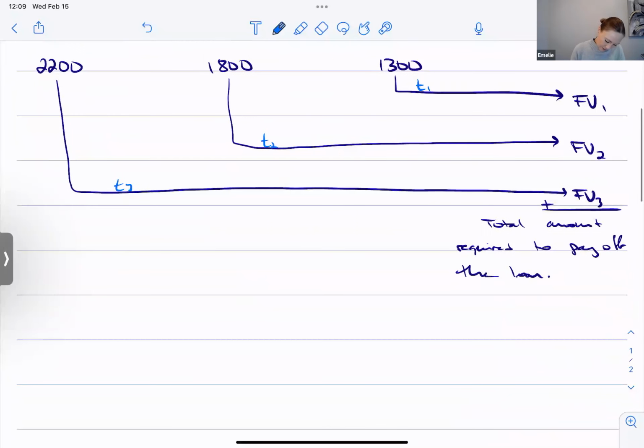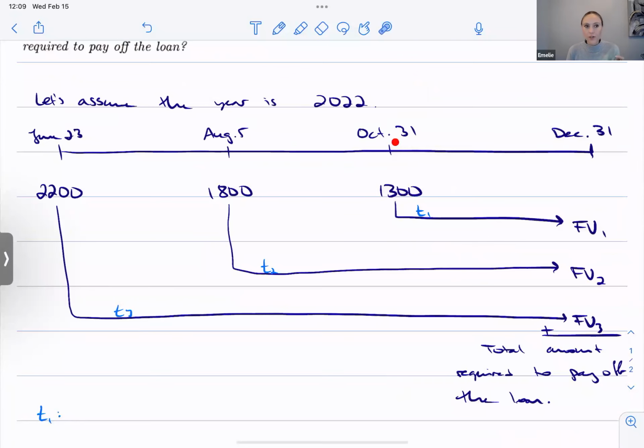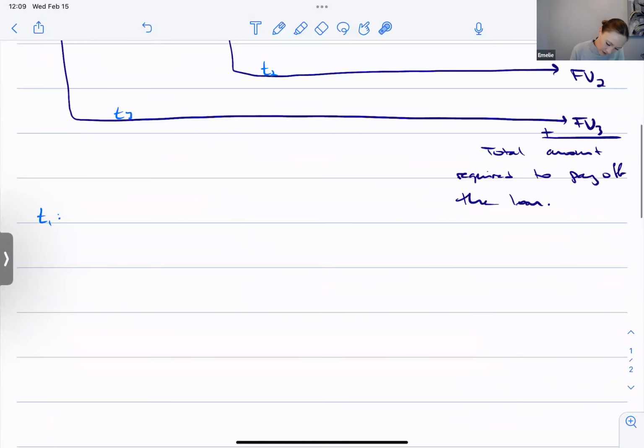So what I'm going to do is find time 1. Time 1 is going to be the days between dates. October 31st, 2022, let's say, and December 31st, 2022. So I'm going to use the days between dates calculator. And just remember that the days between dates calculator requires month, month, dot, day, day, dot, year, year. Notice the decimal here.